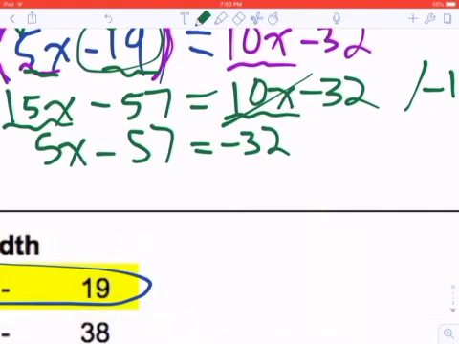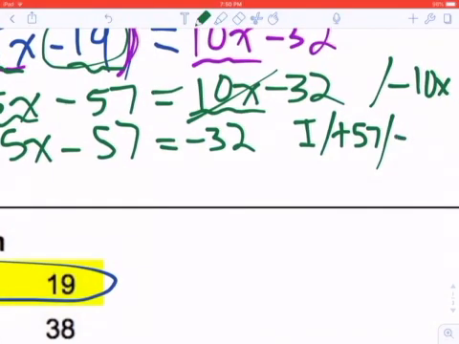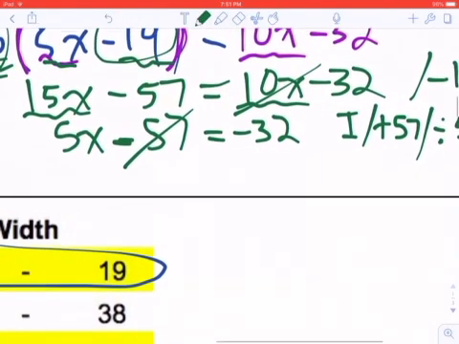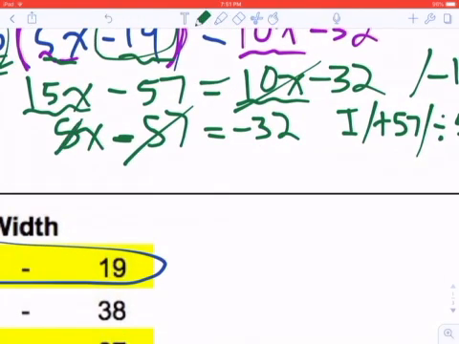So if I went through BEDMAS, it would be multiply by 5, subtract 57. So the inverse to that is going to be add 57, then divide by 5. And I can double check that that's right, because the opposite of minus 57 is add 57. The opposite of multiply by 5 is divide by 5. So the only thing left I have on that side is an x.